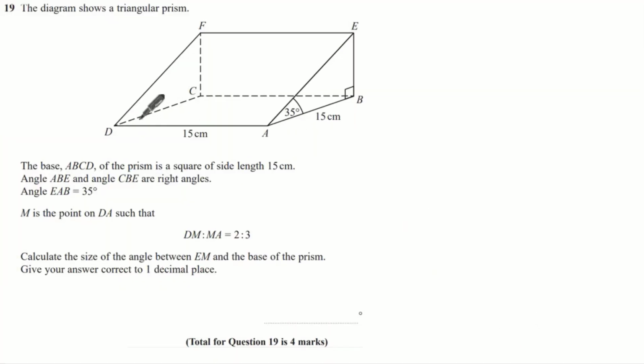Question 19 shows a triangular prism. It states that the base ABCD of the prism is a square of length 15 centimeters. It also states that ABC and CBE are right angles, and it also shows that angle EAB is 35 degrees. It states that M is a point on the line DA such that the ratio DM to MA is 2 to 3. We're asked to calculate the size of the angle between EM and the base of the prism, giving our answer to one decimal place.